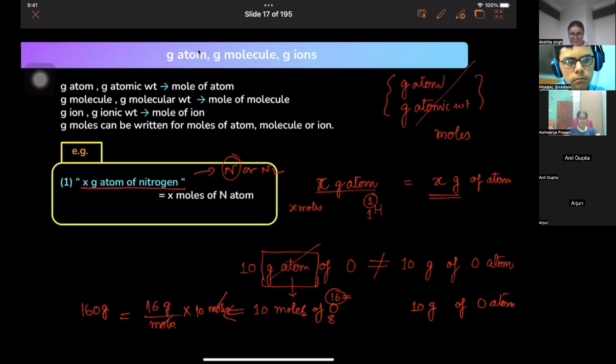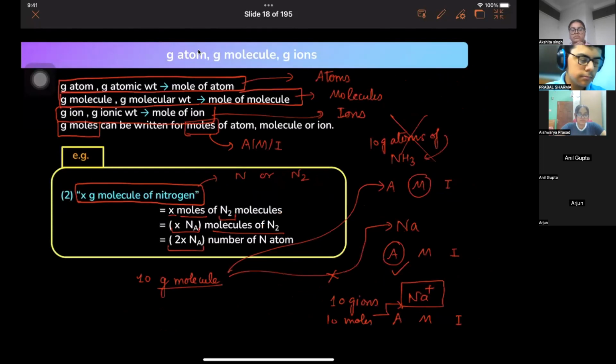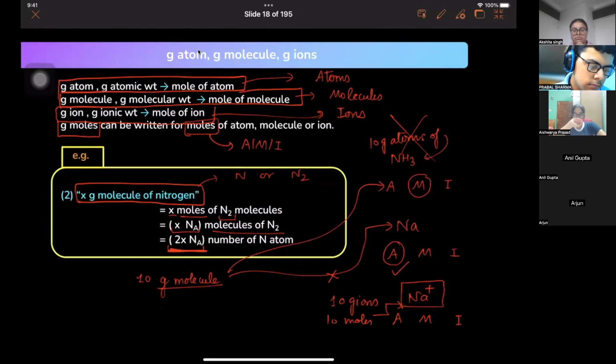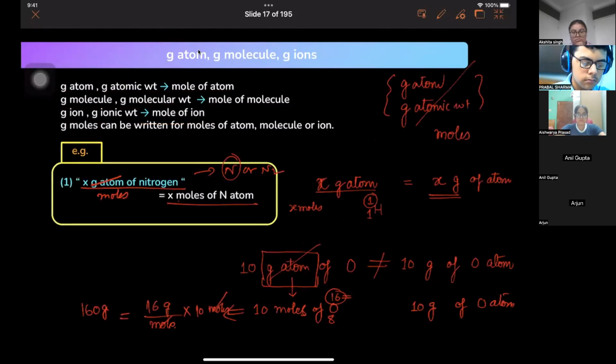So can I write X gram atom means nothing but moles? Method is clear: cut gram atoms, write moles. X moles of N atoms we have. Look at this side: X moles of N2 molecules, as in 2x into Na atoms, are there. Can I say this is double of the previous? Clear? Can you understand the difference in these two: X gram molecule of nitrogen and X gram atom of nitrogen.